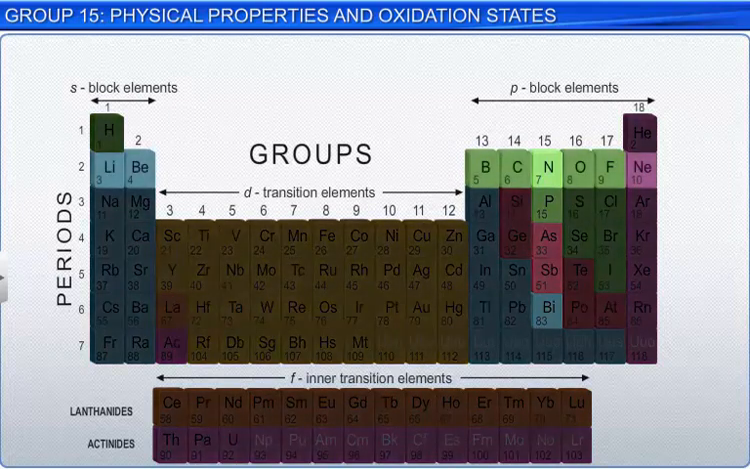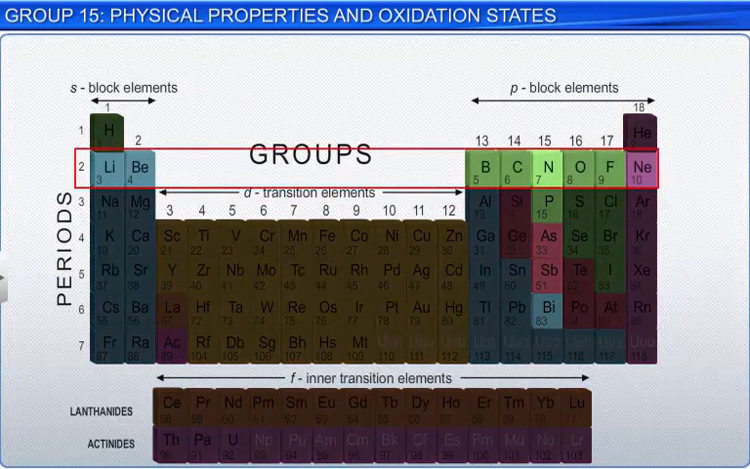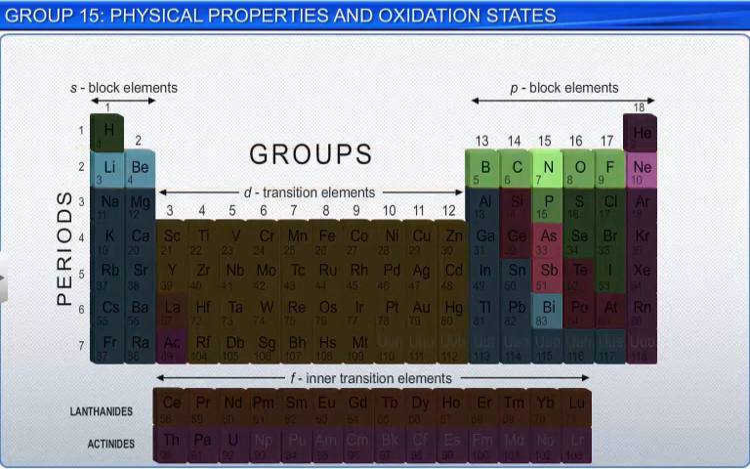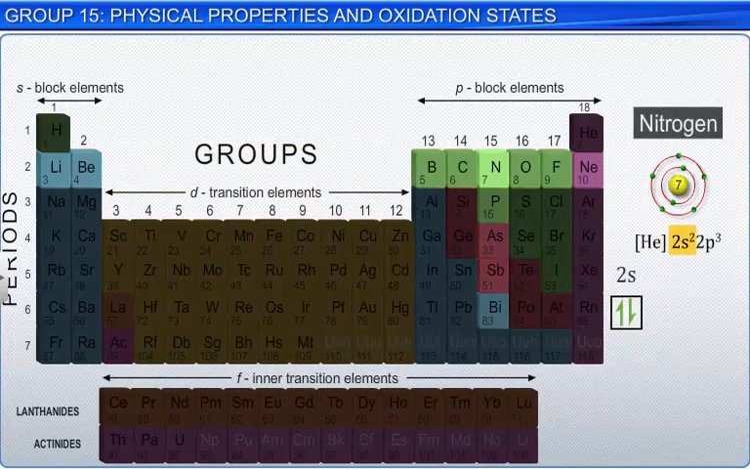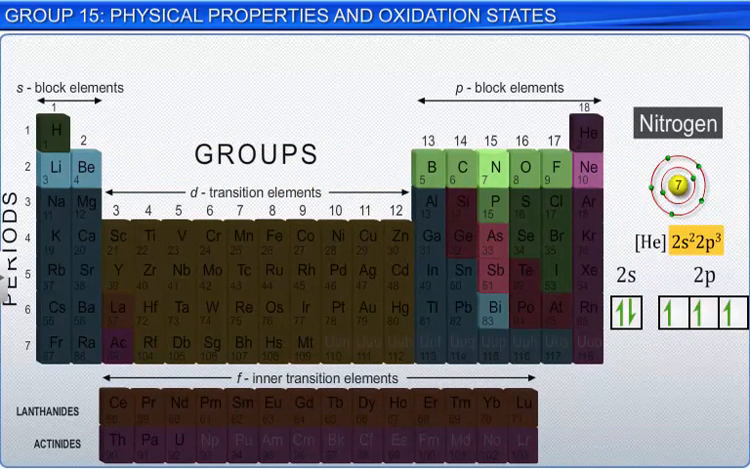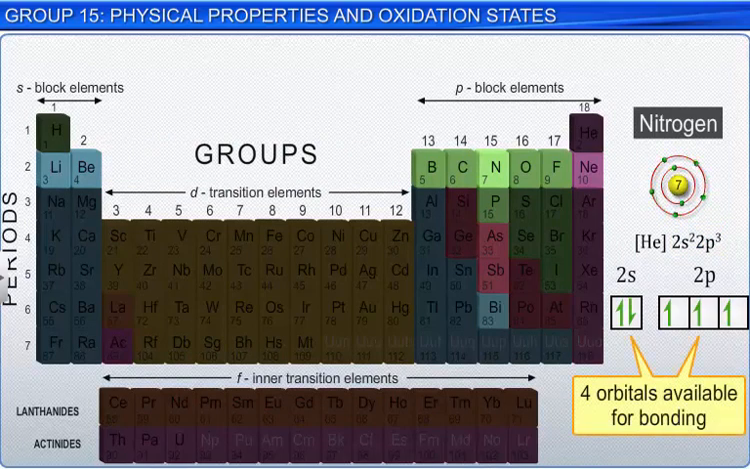You know that nitrogen is an element of the second period. Therefore, it has only s and p orbitals, but no d orbitals in its valence shell. Therefore, nitrogen can show a maximum covalency of 4 as there are only 4 orbitals available for bonding.